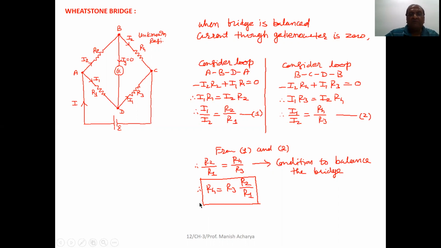Now make R4 the subject of the equation. So R4 is equal to R3 into R2 upon R1. Now R1, R2, R3, all these three resistances are known resistances and R4 was unknown. So using the Wheatstone bridge circuit, one can find the unknown resistance. Clear to all of you?